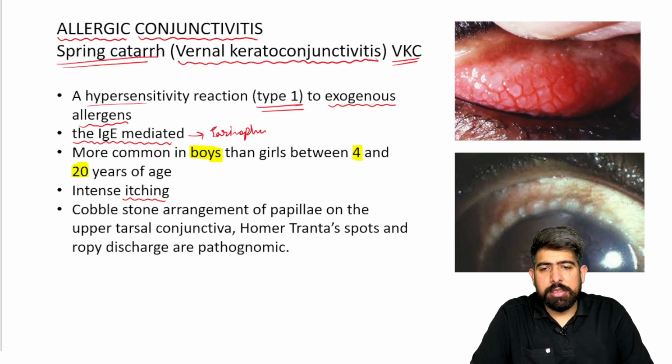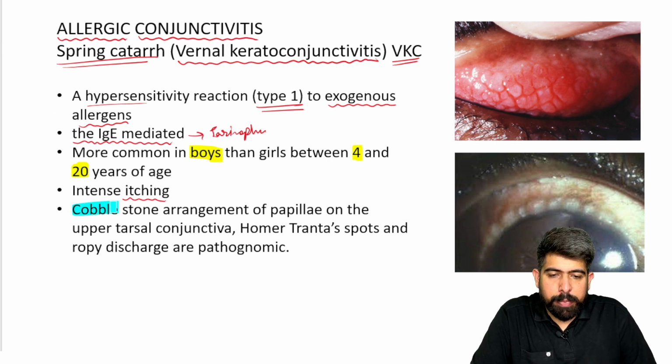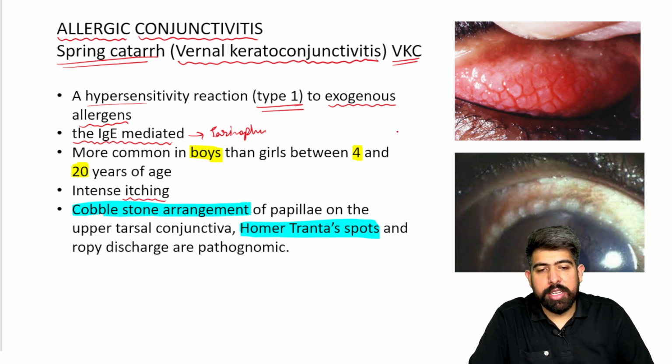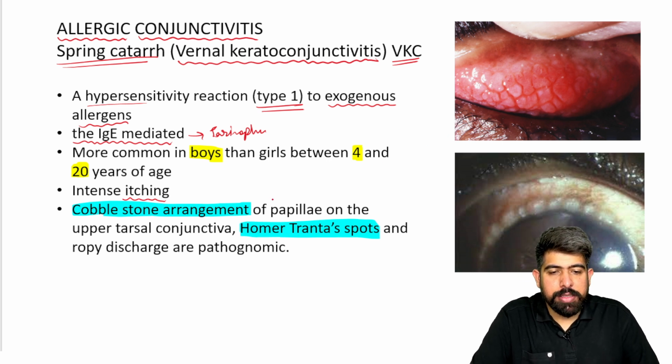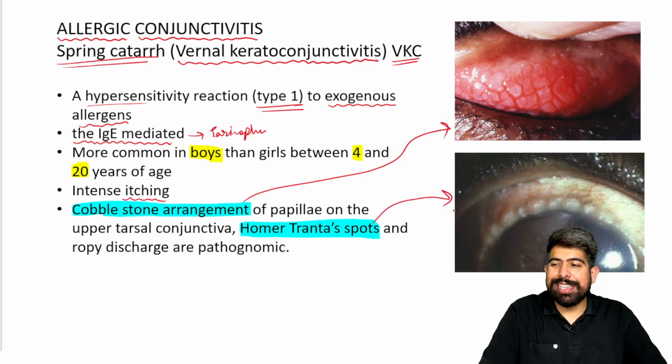What is the importance here? The important features seen there are, first, the cobblestone appearance of the papillae, and the second will be Horner-Trantas spots. I have included both of the images here. This is your cobblestone appearance, and this one will be your Horner-Trantas spots. What is the meaning of the cobblestone appearance and the Horner-Trantas spots?